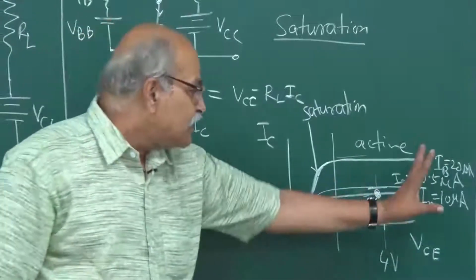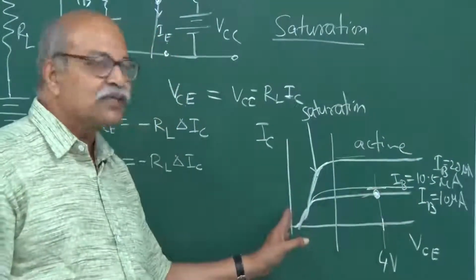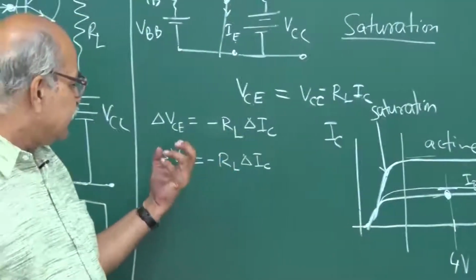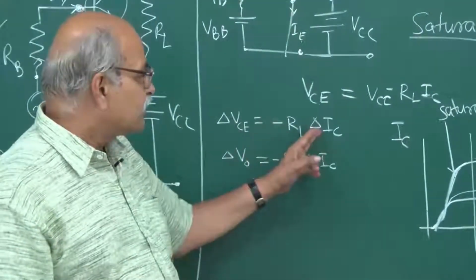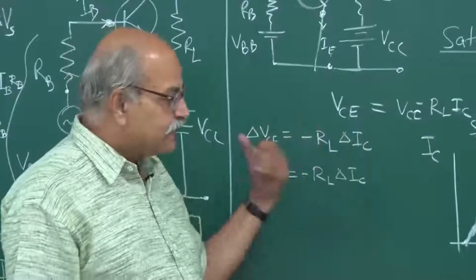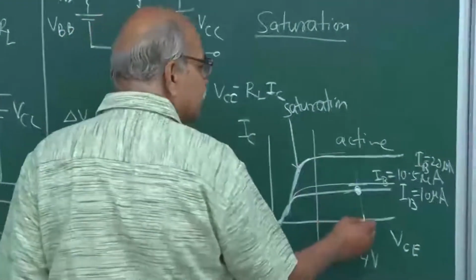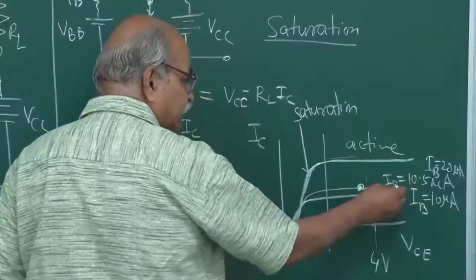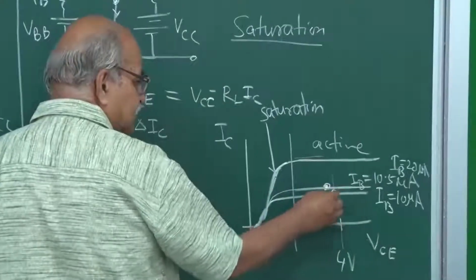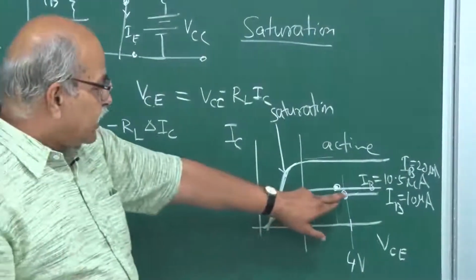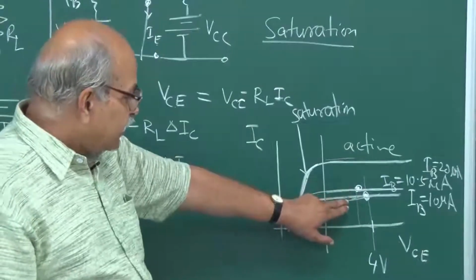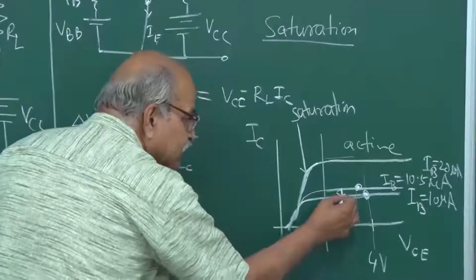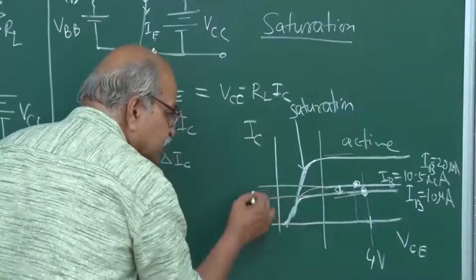But then if we are well into this active region, not close to the saturation region, even if it changes a little bit, what will happen? Will it increase or will it decrease? It is minus RL into delta IC. So it will decrease. But if you are somewhere here, it doesn't matter, your IC remains the same, because in the active region this is flat. So IC has changed from here to here, and the change in IC, this is our delta IC. Okay, IC was this much and now IC is this much.